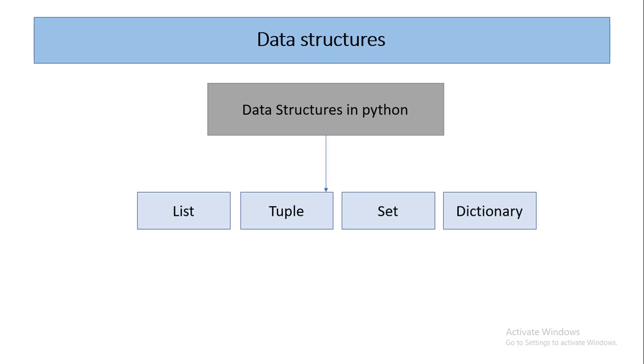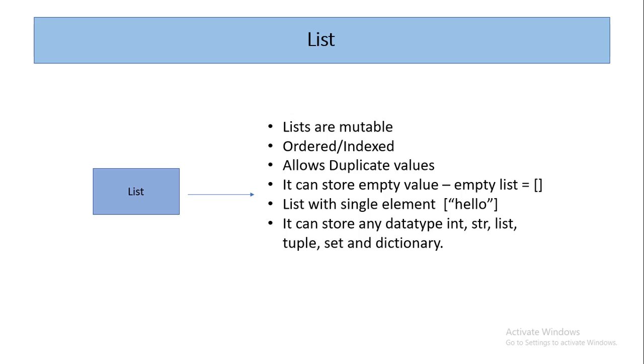Based on their features, we can identify which data structure is required in which situation, in which case study. So let's start with list. We will go through all its features. Lists are mutable. Mutable means once you assign some values in a list, for example 4, 5, 6, 7, 8, if you want to edit any particular value or modify the list, that is feasible in a list. That is the reason we call lists mutable.